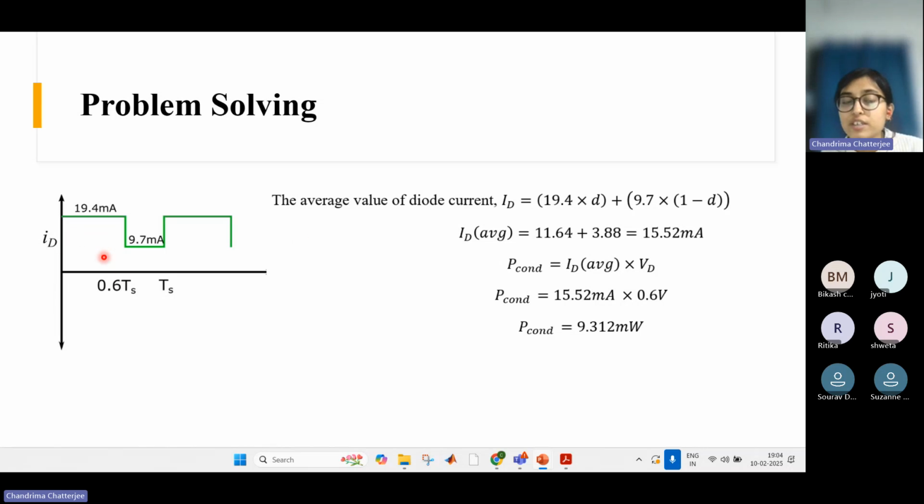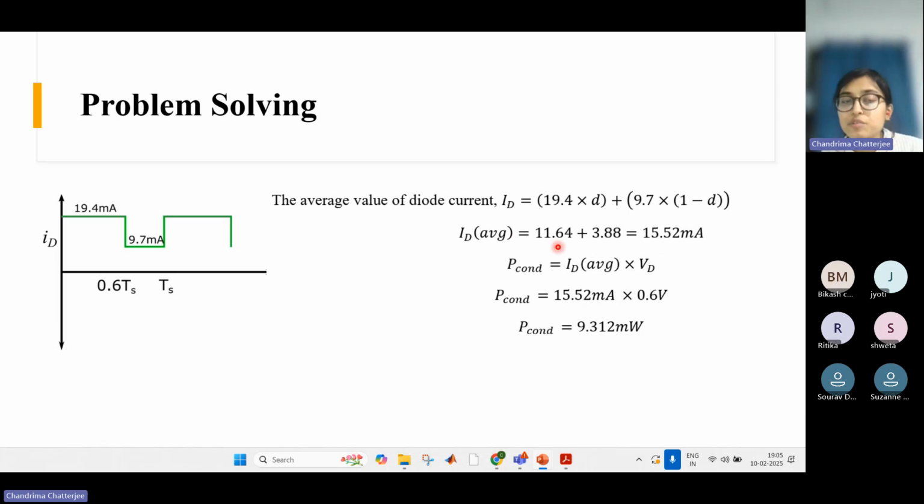So the duty ratio here is 0.6, because till this time we are providing the gate pulse, right? And from 0.6 Ts to Ts, the gate pulse was 0. That's why the duty is 0.6. Till this duration the current was 19.4, that's why it is multiplied by D. And in this duration it is 9.7, so times (1 minus D). So ID average comes out to be 15.52 milliampere.